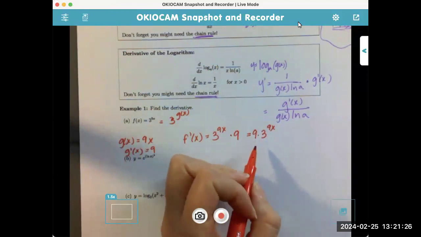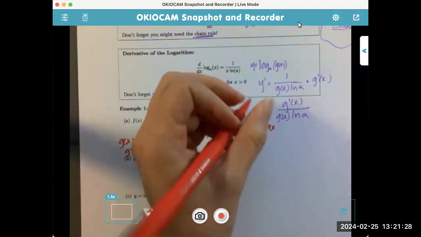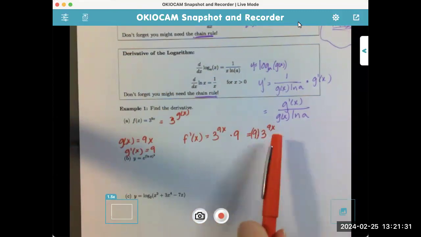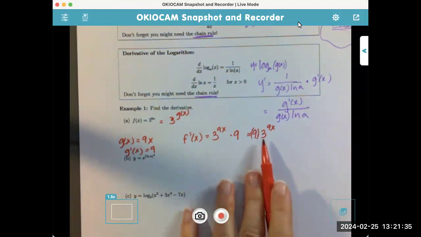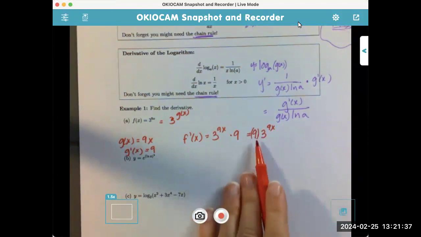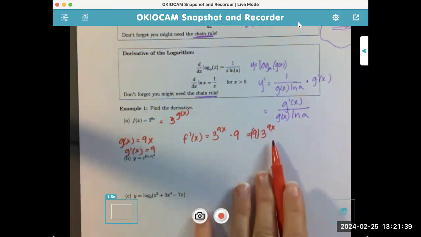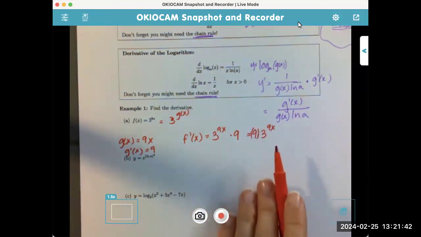Do not call that 27. This is 9 times this exponential. That is not 9 times 3, that's 9 times the exponential. The 9 is now a coefficient of the exponential. So be super crystal clear on that.